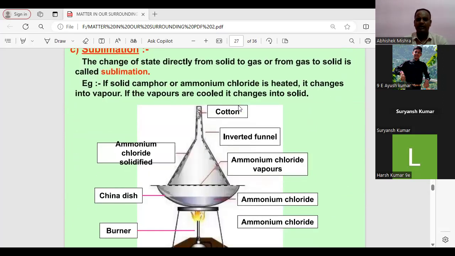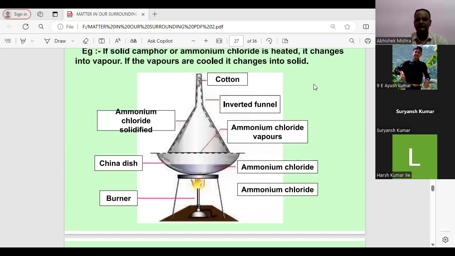And now, Harsh, can you discuss the activity which we have discussed just now regarding sublimation? The activity shown here is known as sublimation. If substances like camphor and sand are mixed, we can separate the items by the process of sublimation. Okay. Correct. Very good, Harsh.